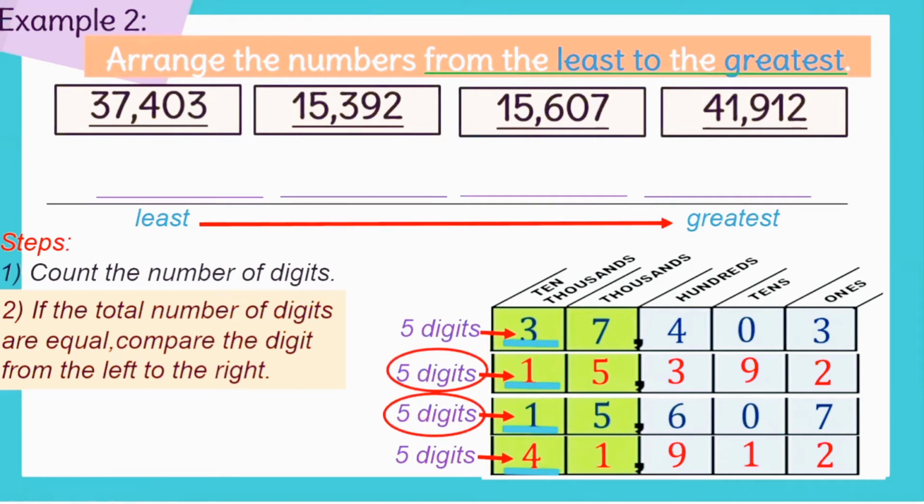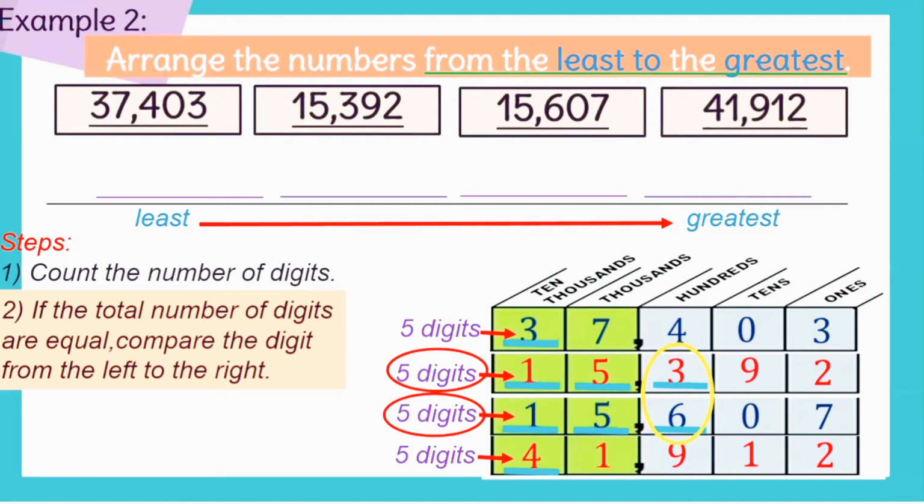Since they have the same digit in the 10,000s place, let's proceed to the thousands place. Equal also, so let's proceed to the next place. 3 and 6. So we can observe they have different digits. Let's stop here and then observe, compare, and decide which one is the least.